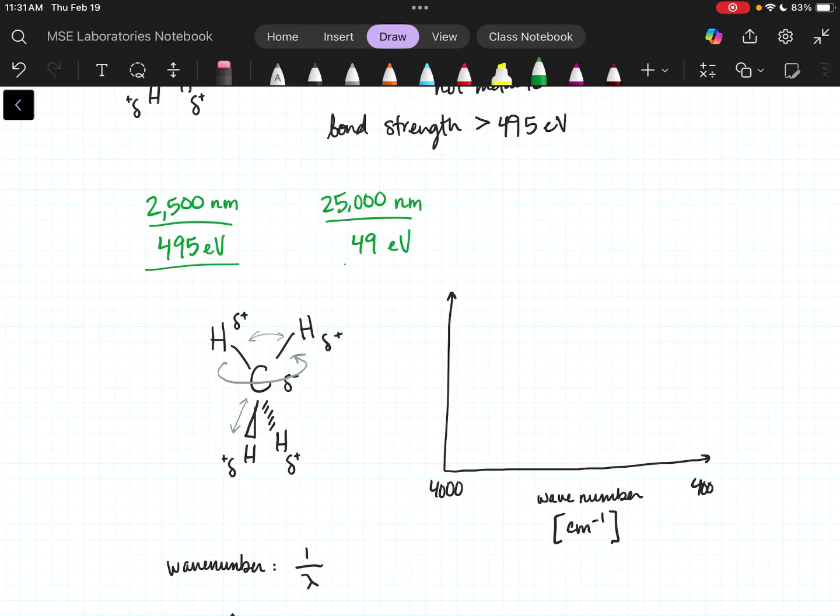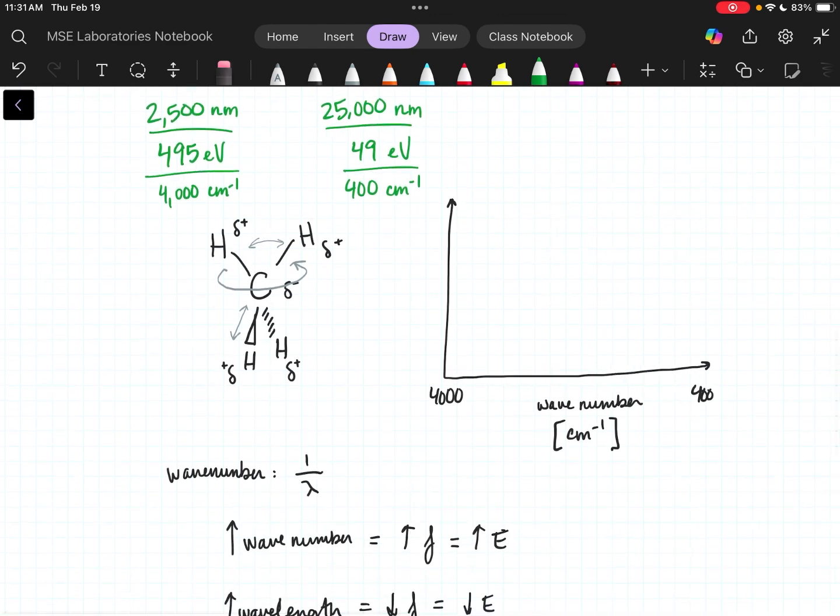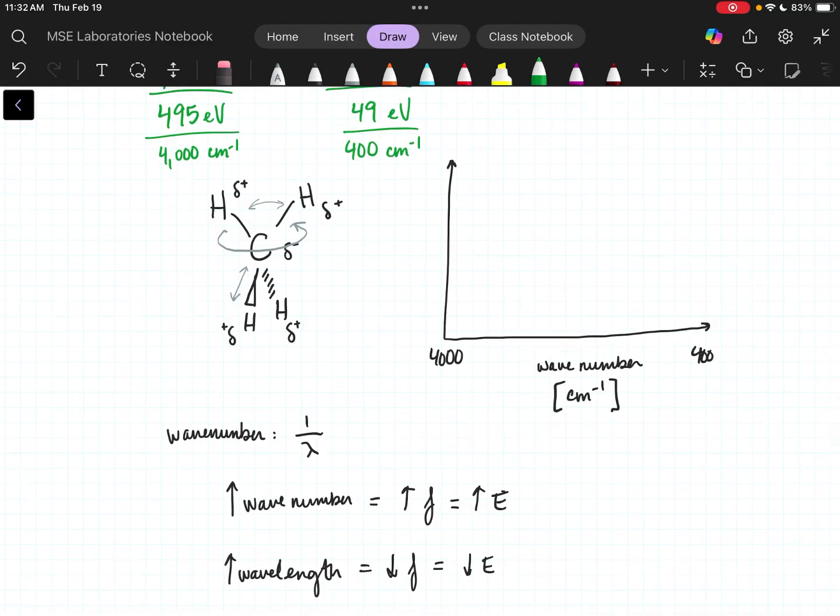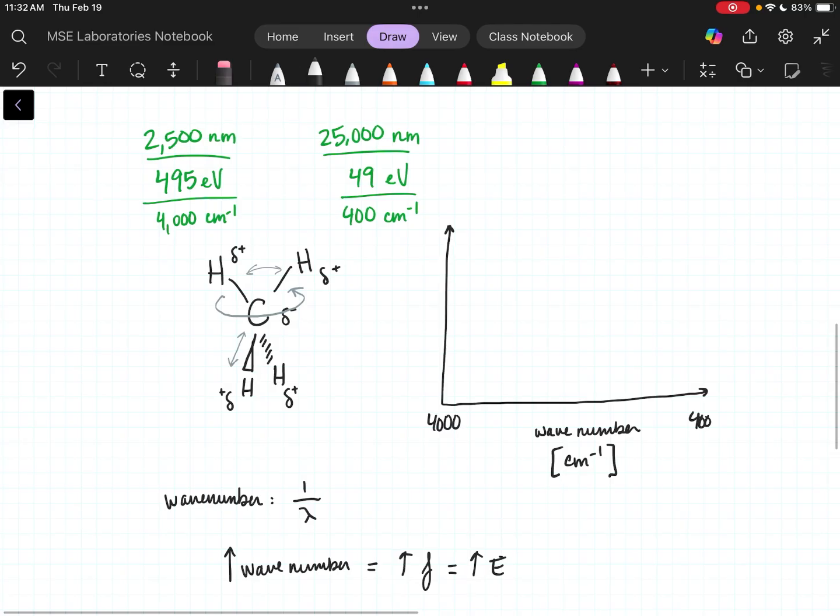And my wave number, I get 400 to 4,000. That is these numbers right here. This is 400 inverse centimeters, and this is 4,000 inverse centimeters. So just unit conversions. Fairly simple, but we are never going to talk about wavelength or energy when we're looking at FTIR. We're going to be talking about these wave number values.